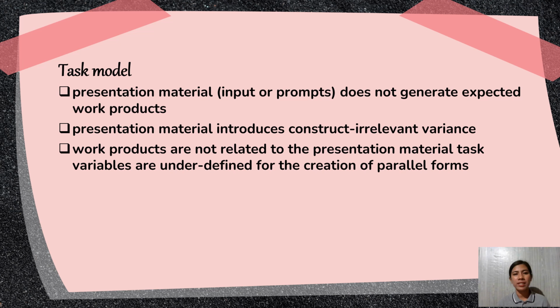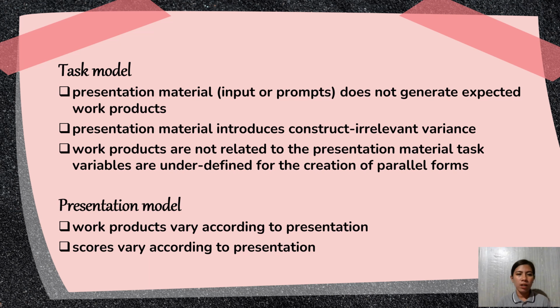The next model is the task model. Presentation material or input or prompts do not generate expected work products. Presentation materials introduce construct-irrelevant variance. Work products are not related to the presentation material, and task variables are underdefined for the creation of parallel forms. The next model is the presentation model. Work products vary according to presentation. Scores vary according to presentation.